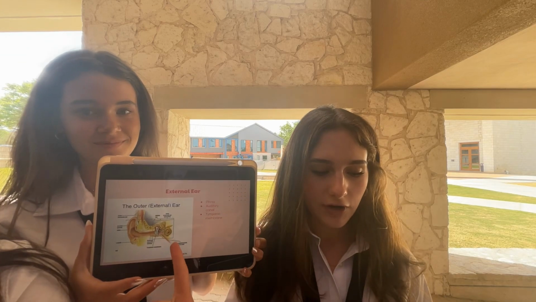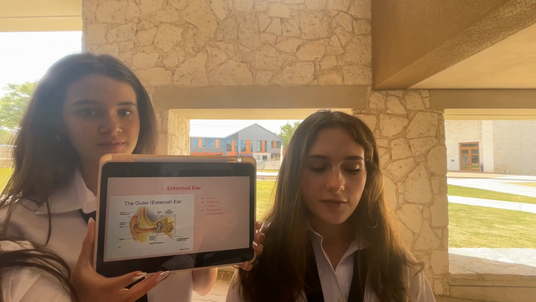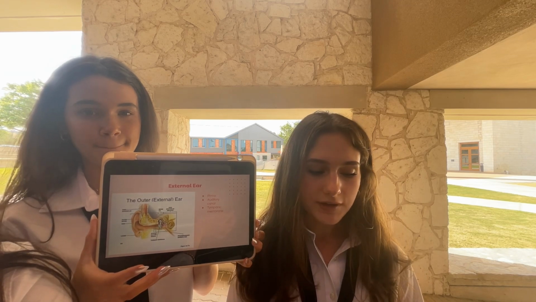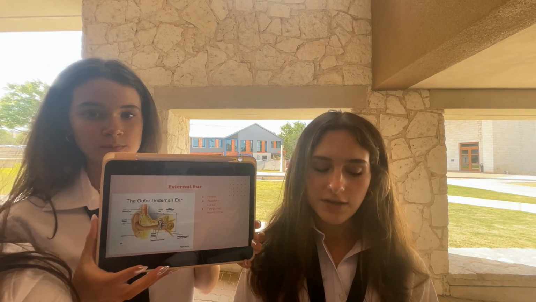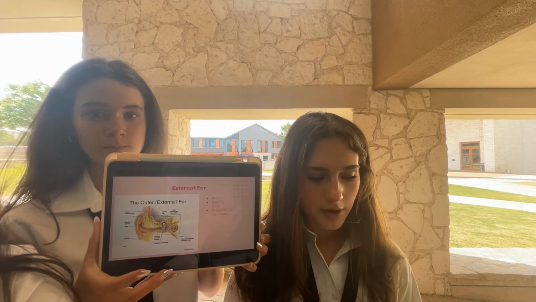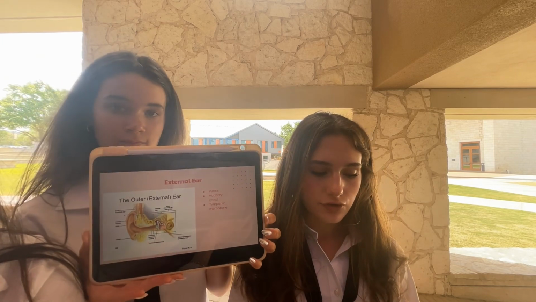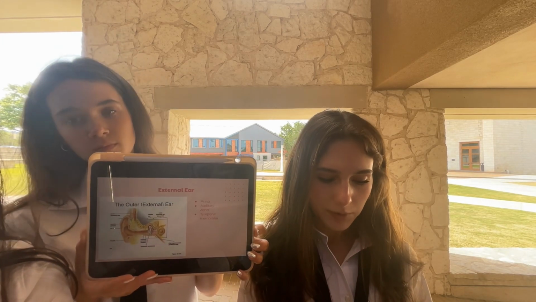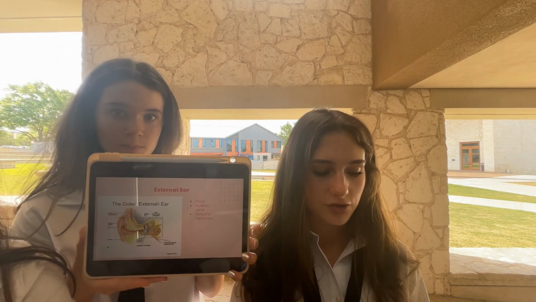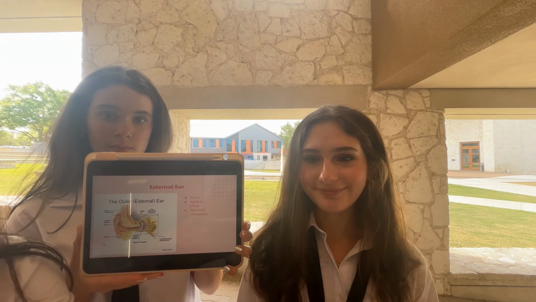So here's a little diagram, and one of the main parts of the external ear is the pinna. This is a visible part of the ear designed to capture sound waves from the environment and funnel them into the ear canal. Its unique shape helps in determining the direction of the sounds. And then we have the auditory canal. This is a slightly curved tube that directs sound waves towards the tympanic membrane. It also has protective features such as earwax, to trap dust and foreign particles.